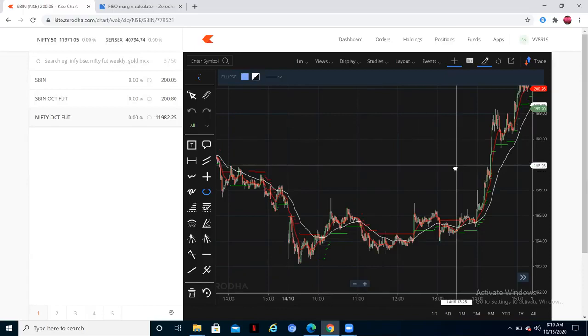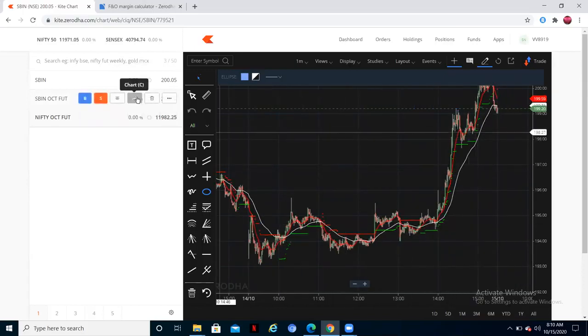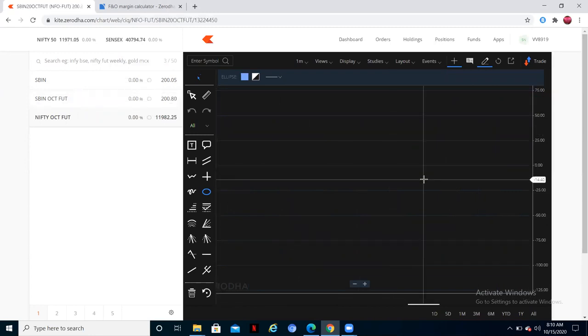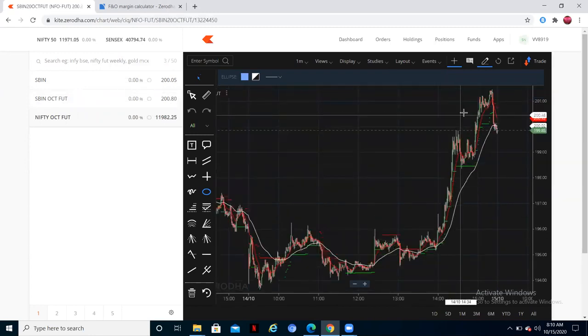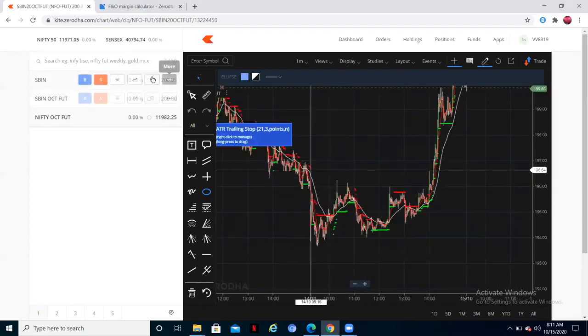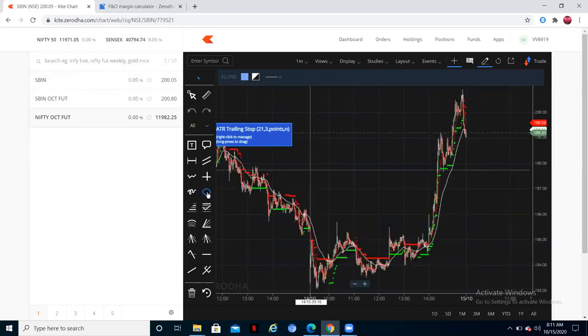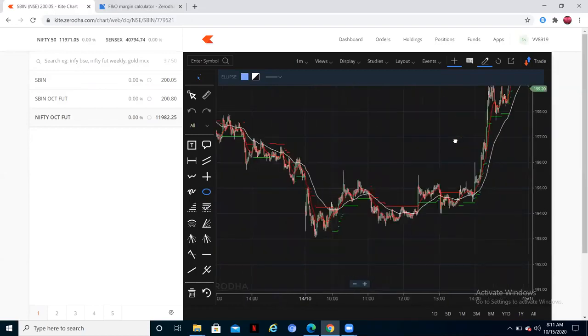Here you can see an example. This is the SBIN equities chart, and here you can see the SBIN future chart. So they are the same. The price movement is the same. The price action is the same. Everything is the same. And here for SBIN, you can see this is yesterday's chart.